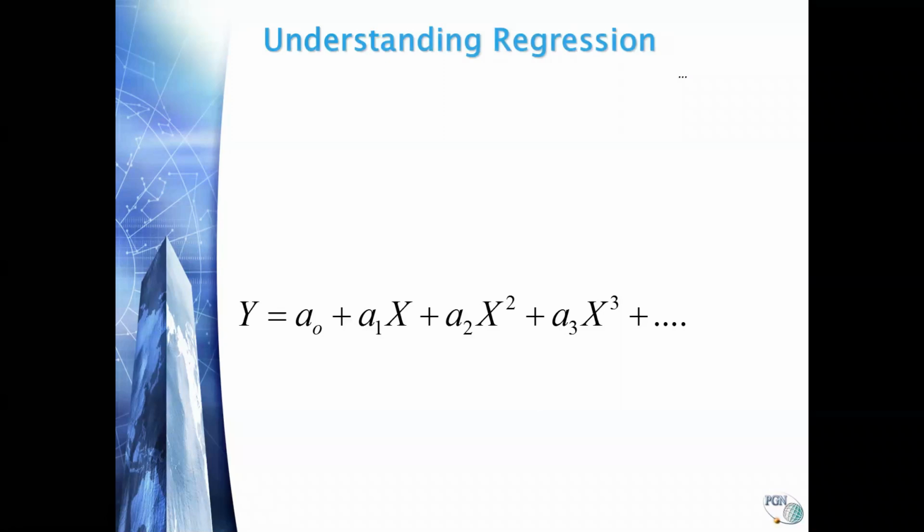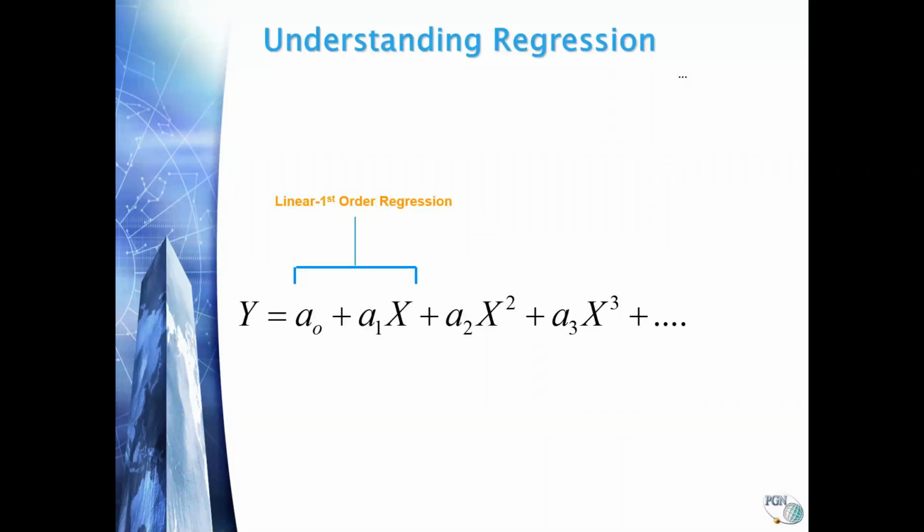So here we try to understand the regression. If you consider this first part, that is a0 plus a1 into x, this is the equation of a straight line, where this is the intercept and this is the slope. And this would be the linear first order regression. That is, it would fit a straight line between two parameters.